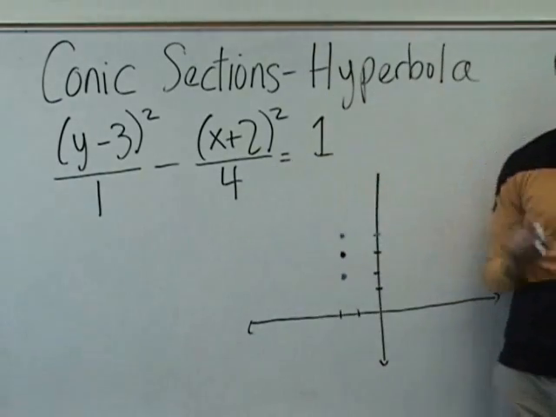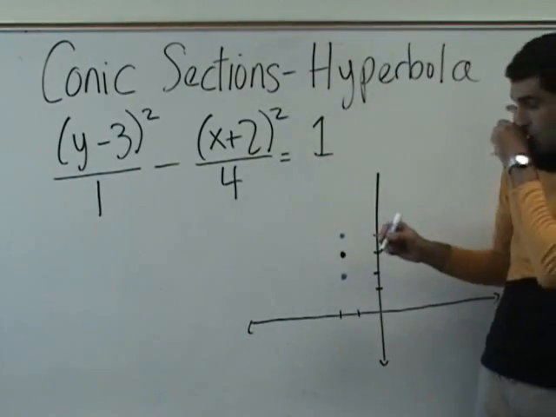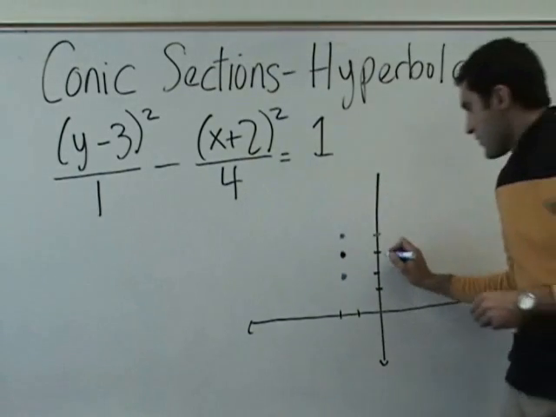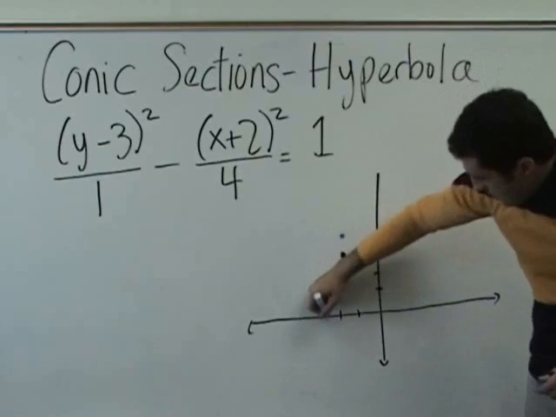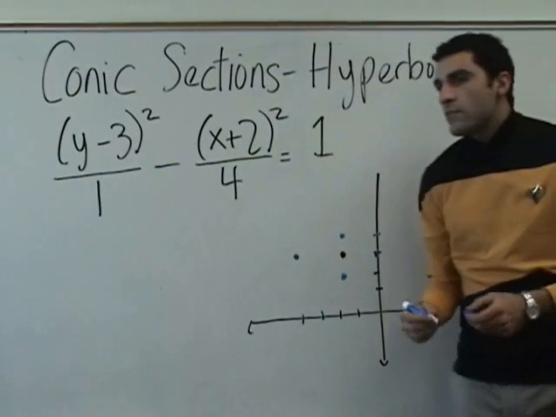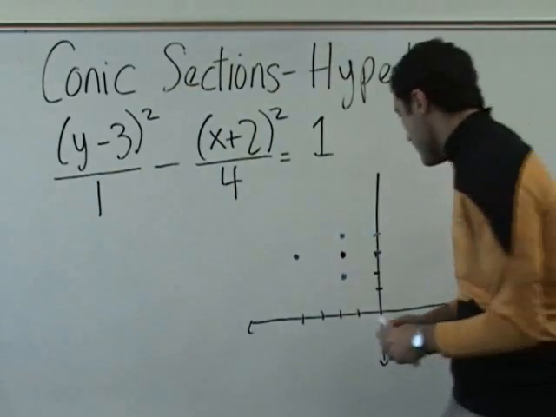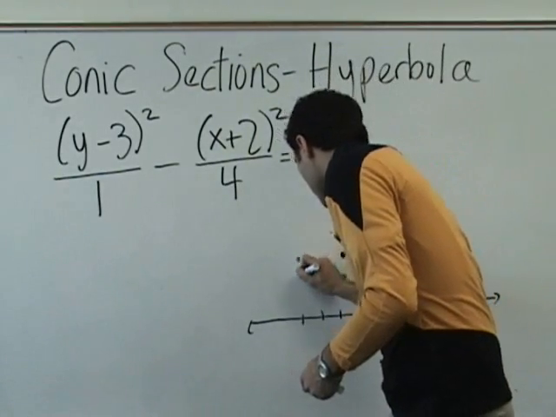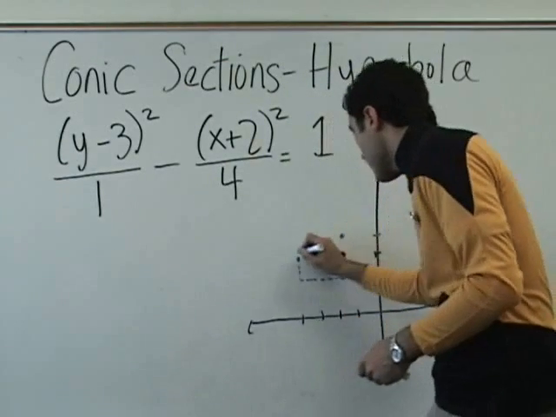How far left and right are we going? 2. 2 is the square root of this, right? This is the square root of 4. So it goes over 2 this way, and that way. What do we do now? Draw a box. Yep, make the box. All right, good.